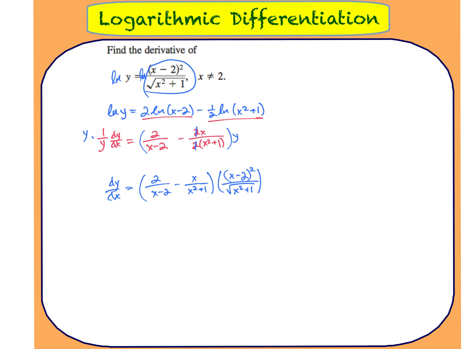What's a derivative? Slope of a tangent line. So what we just found was we found the slope of that function. All right, pretty good. All right.